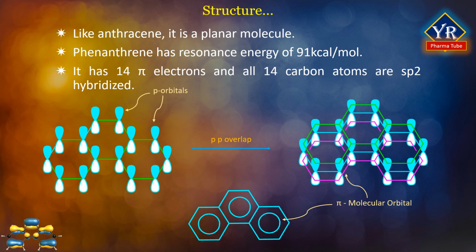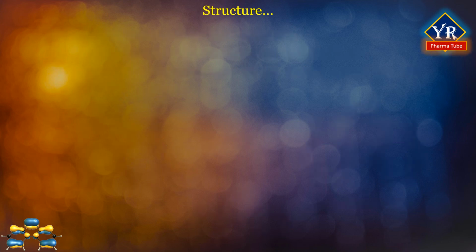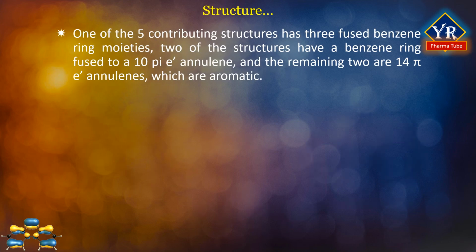sigma bonds. Each carbon atom also possesses a p orbital, and these are perpendicular to the plane containing the sigma bonds. The lateral overlap of these p orbitals produces a pi molecular orbital containing 14 electrons. Phenanthrene shows aromatic properties because the resulting pi molecular orbital satisfies the Hückel rule, where n is equal to 3 in 4n plus 2. Phenanthrene has substantial resonance stabilization as shown in the picture.